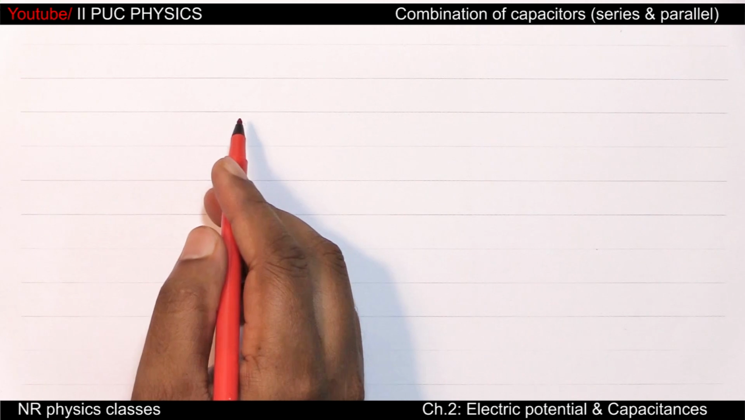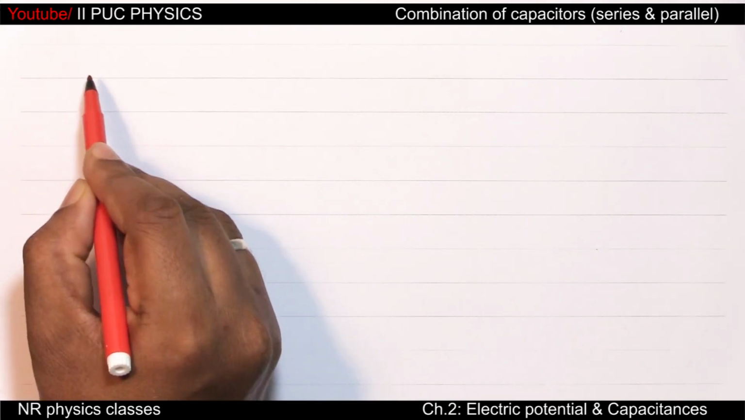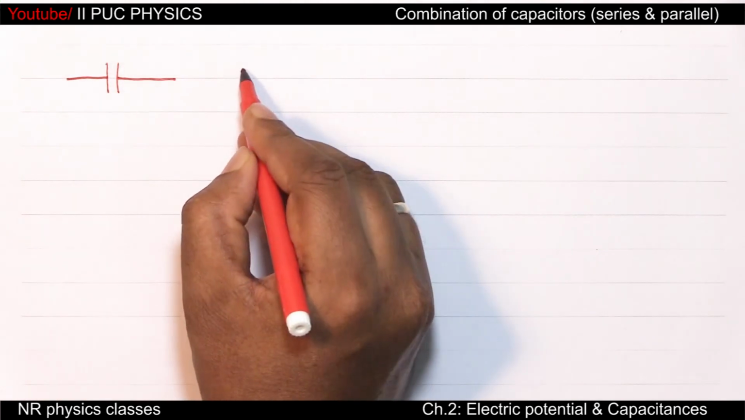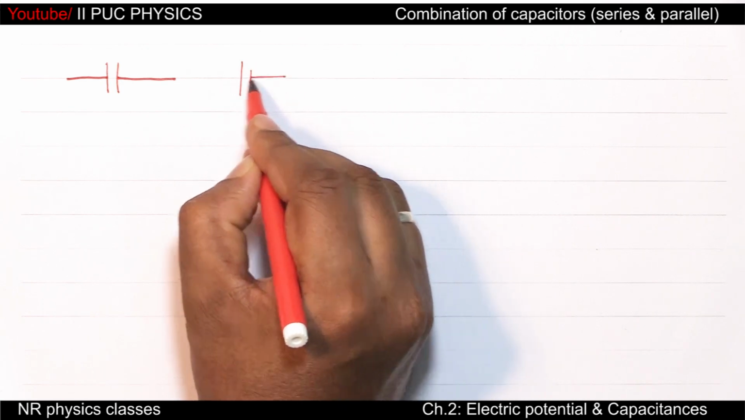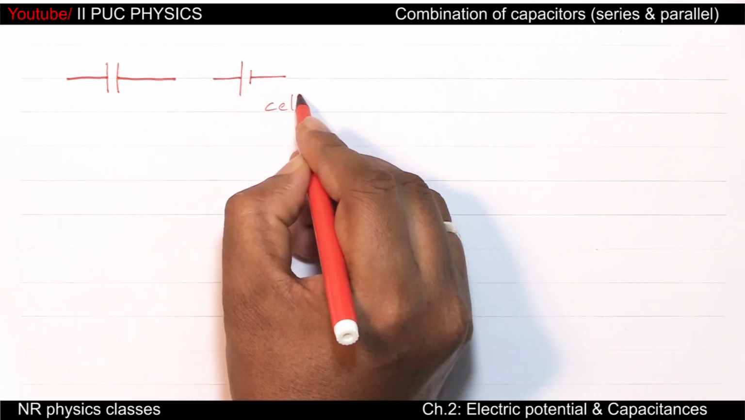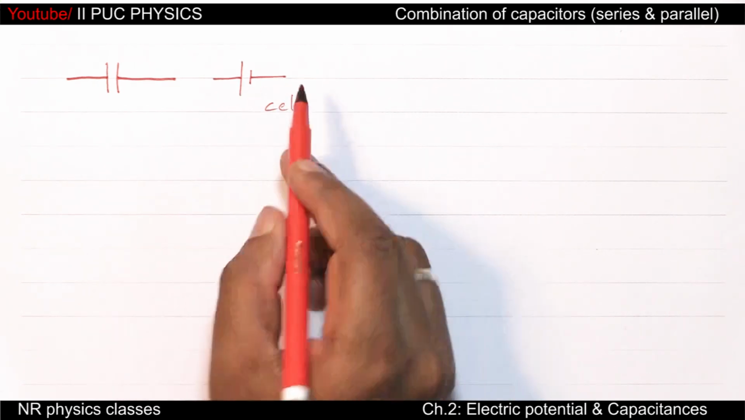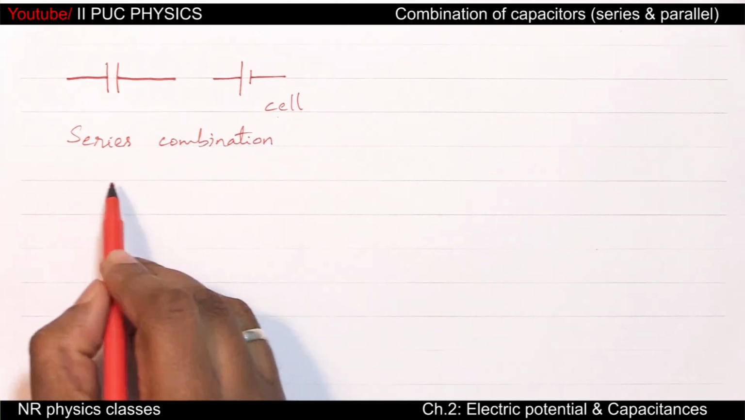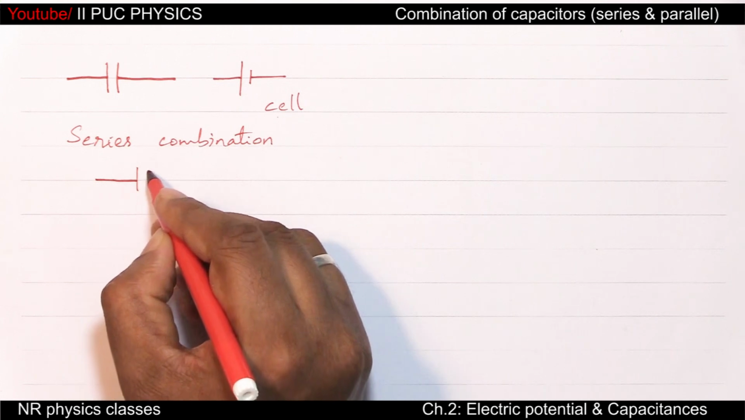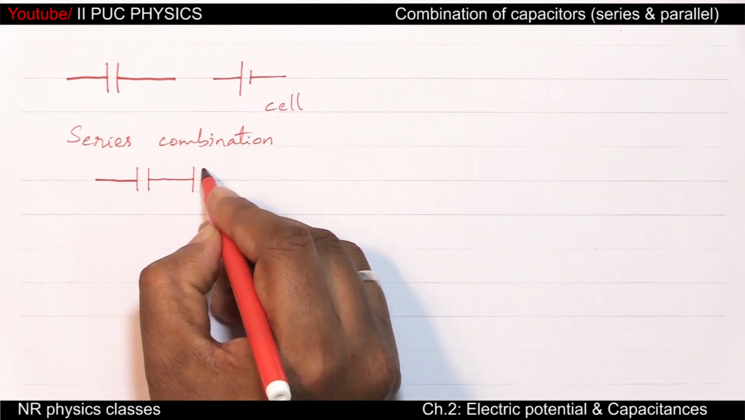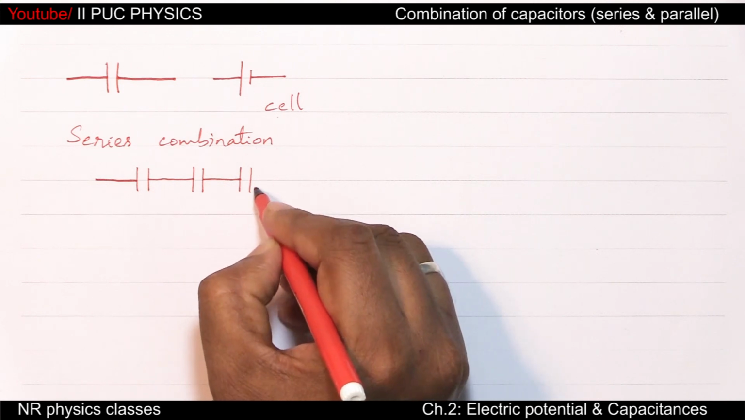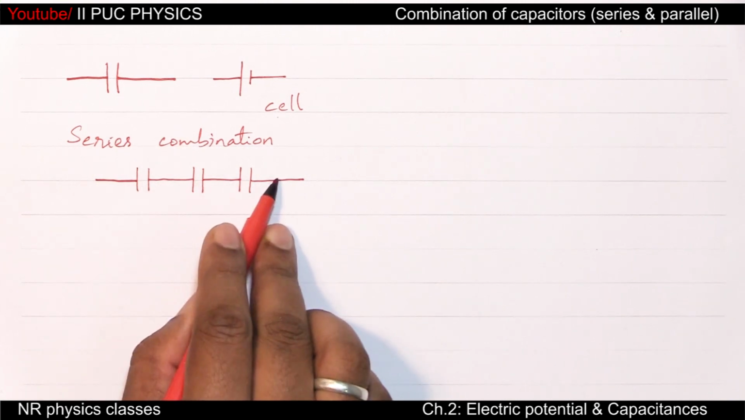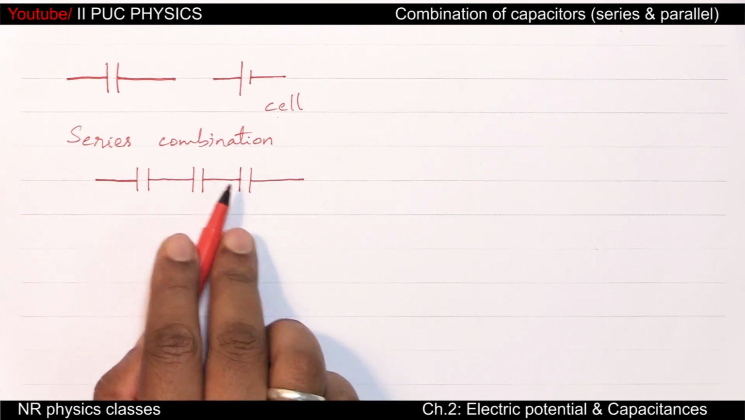Now, combination of capacitors. This is the circuit symbol of a capacitor and this is the circuit symbol of a cell. This is a cell, this is a capacitor. Series combination of capacitors means this is one capacitor, second capacitor, third capacitor. If capacitors are connected like this, end to end, then these capacitors are said to be connected in series.